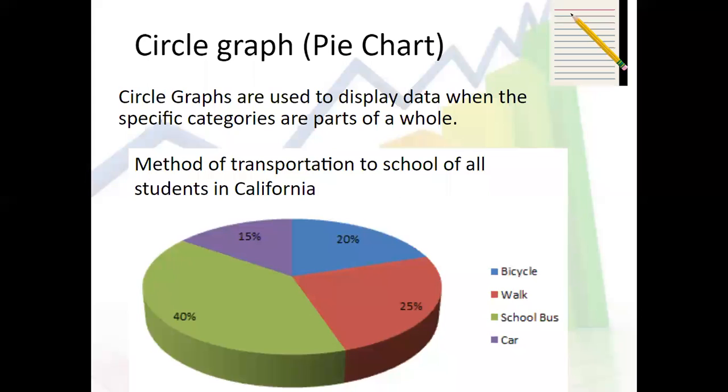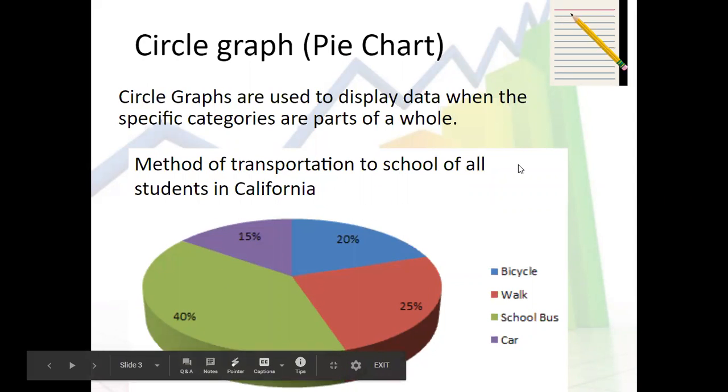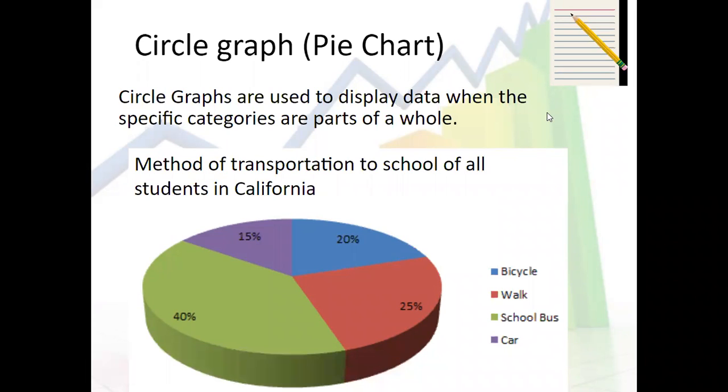This is a pie chart or a circle graph, whichever you'd like. It works really well with percentages. So you can see how much of the entire pie that particular option has. So for instance, for this particular example, obviously the most students take the bus, 40% of them. So when you're dealing with percentages, when you're dealing with a part of a whole, the pie chart is the best way to go.